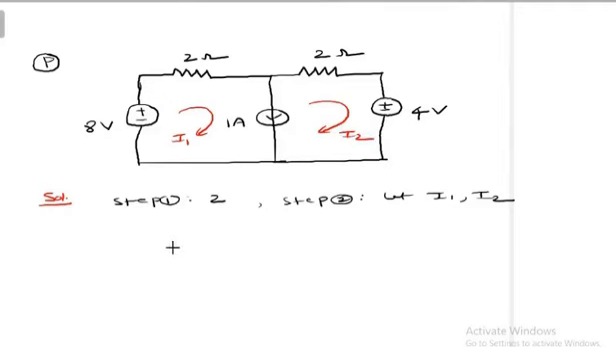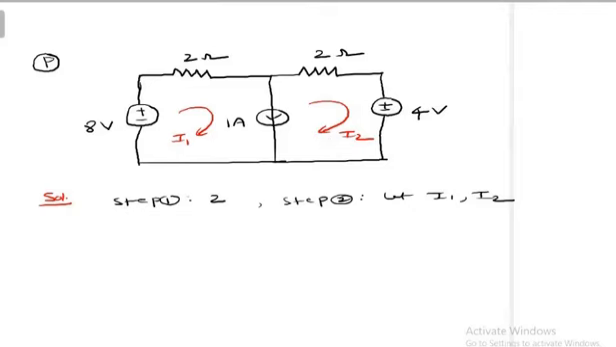Now, suppose I apply KVL to loop 1. KVL is nothing but every term in the equation represents a voltage. Applying KVL to loop 1, what do we get? Minus 8, 2 into I1. But here we don't have a voltage to represent. Straight away a current source is given here. How do you represent the voltage across that 1 ampere current source? We can't represent it. Then these kinds of problems we are supposed to solve using supermesh analysis.